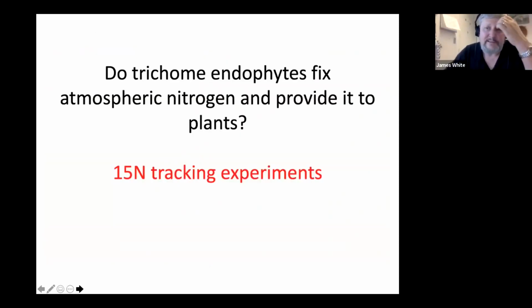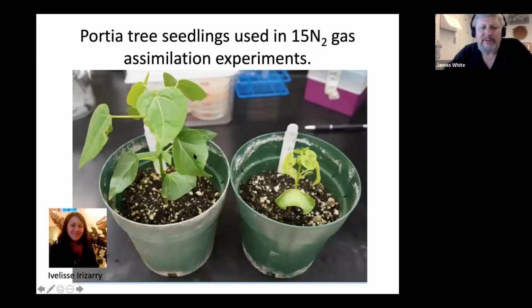So the question is, while we can see these chemical interactions there, does that really mean that plants are benefiting by nitrogen that's being fixed by these bacteria that are inside the trichomes? And to answer that, we did some 15N tracking experiments. This is just one of them. Basically in these experiments, you expose plants to isotopic nitrogen, that's 15N2, because most of the air is comprised of 14N2 with a lower ratio of 15N isotope in it.